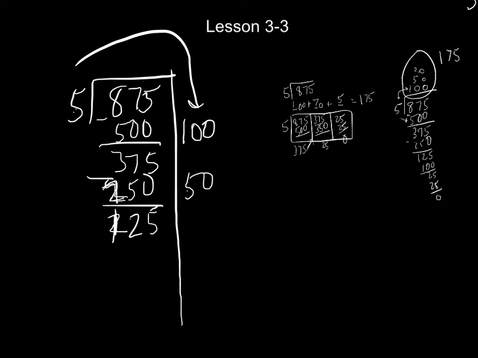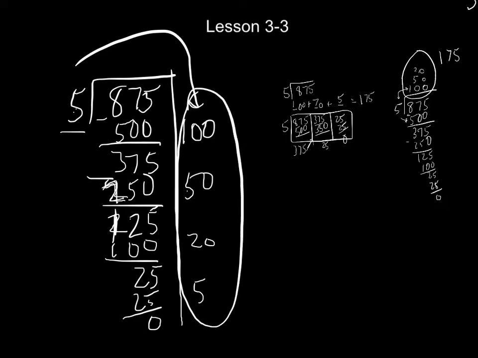I know 5 can go in 125 at least 20 times, because 20 times 5 is 100. Gives me 25 left over. I'm still more than my divisor of 5, so I can keep going. 5 can go in 25 5 times. 5 times 5 is 25. You subtract, get 0. My remainder is now 0. And then I add everything in this column.